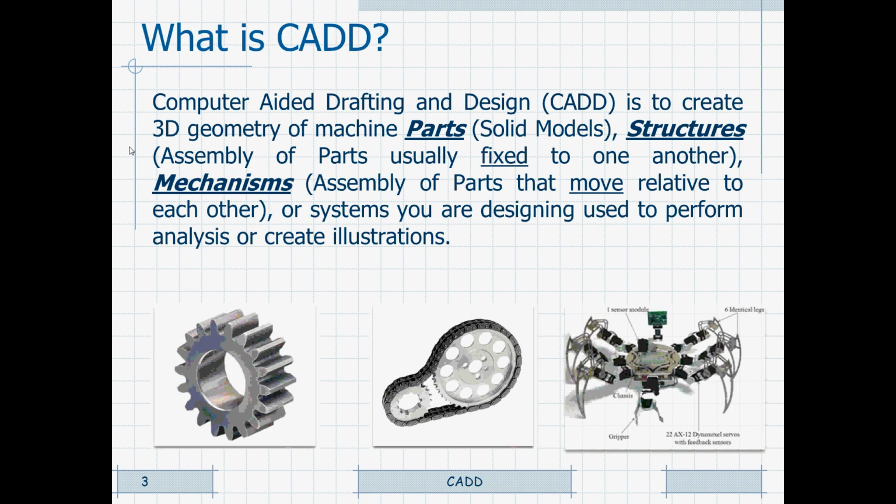What is CAD? Computer drafting and design. It could be classified into creating 3D geometry to make solid parts, structures, or a combination of parts that do not move with respect to each other, and mechanisms where you have an assembly where some parts move relative to each other. And also it could be used for creating illustrations and communicating information.